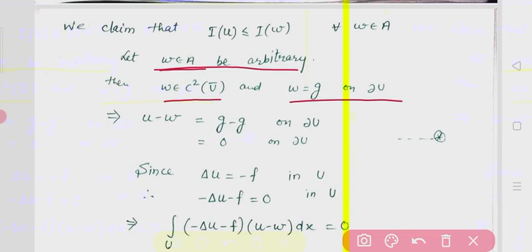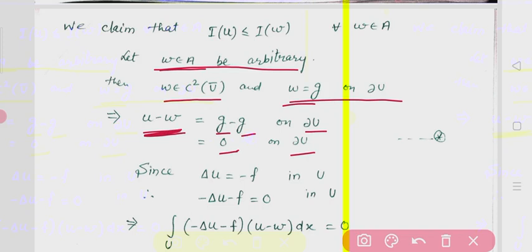So if I talk about u minus w, so what is u? u is equal to g on the boundary, and what is w? w equal to g on the boundary. So that means u minus w, अगर boundary पे बात करें हम, तो u minus w will be g minus g on the boundary. That means u minus w will be 0 on the boundary.